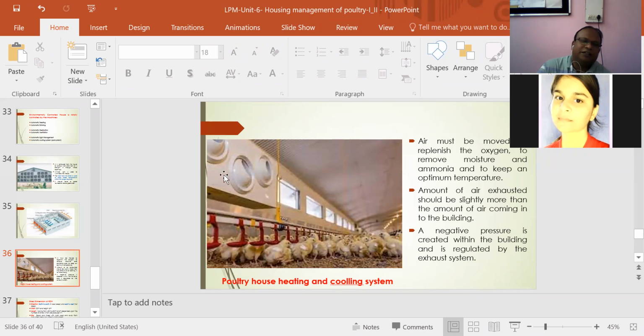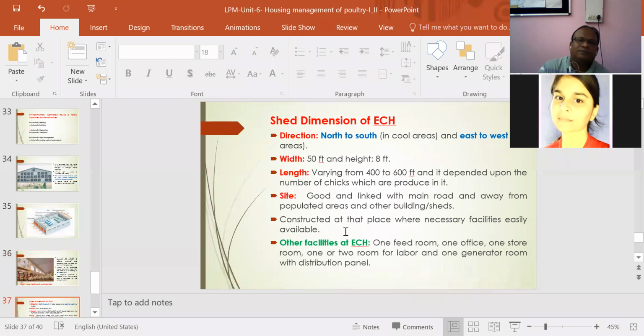You see the cooling system, exhaust fan, and the use of light, everything.